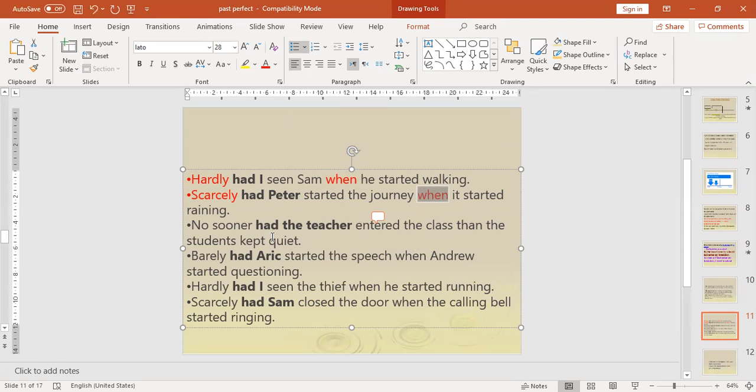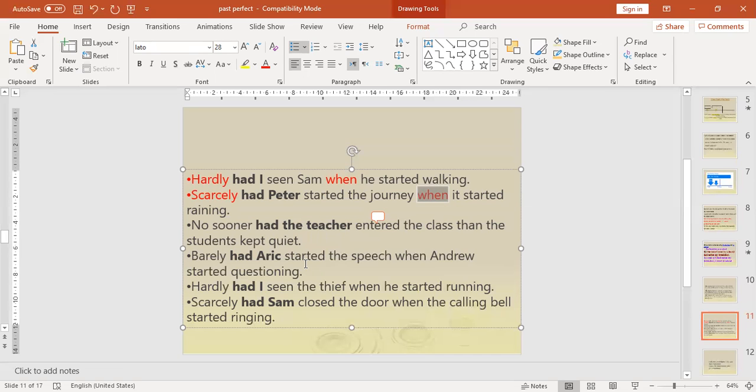No sooner had the teacher entered the class than the students kept quiet. No sooner means ما كاد أن. This expression is in Arabic: ما كاد أن يدخل المعلم الفصل when the students kept quiet. Barely had Eric started the speech when Andrew started questioning. It's the same expression.